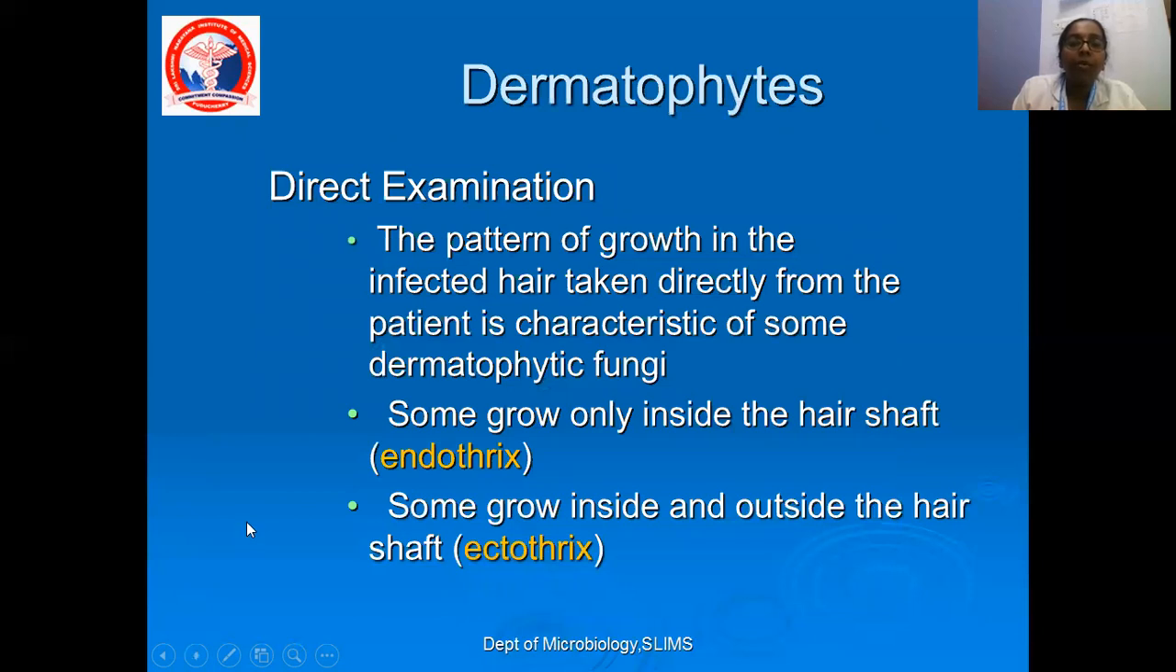So for dermatophytes, there is direct detection, direct examination. The pattern of growth in the infected hair taken directly from the patient is characteristic of some dermatophyte fungi. As already mentioned, some grow inside the hair shaft, that is endothrix, and some grow outside the hair shaft, that is ectothrix.